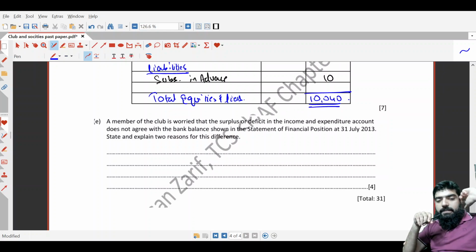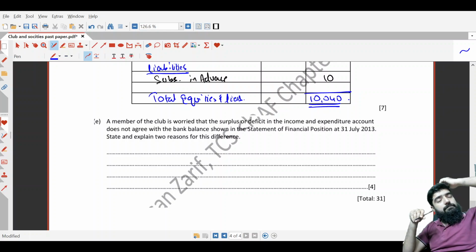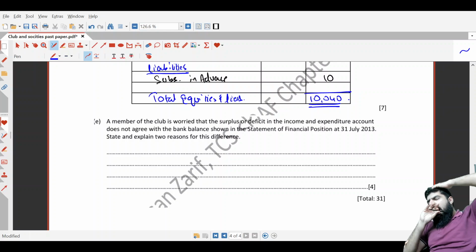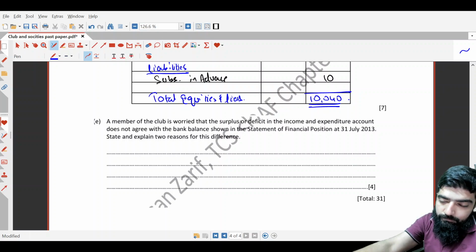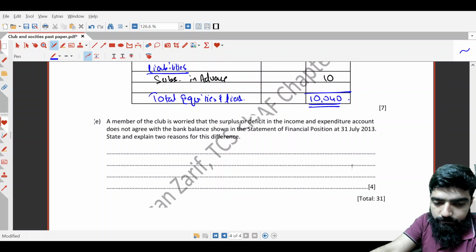Can you please answer part E? Part E: the member of the club is worried that the surplus or deficit of the income and expenditure account does not agree with the bank balance in the statement of financial position. This is a good question.